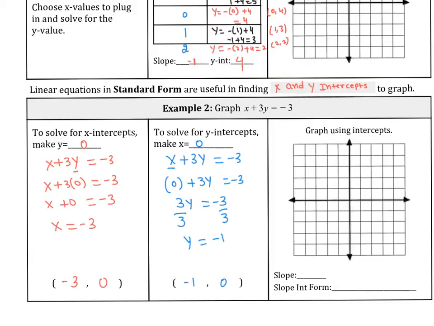Now we're going to plot these points. So negative 3 comma 0 would be this point right here, and 0 comma negative 1 is this point. Connect these points and you're going to get the line graph. So here is the line graph for x plus 3y equals negative 3.